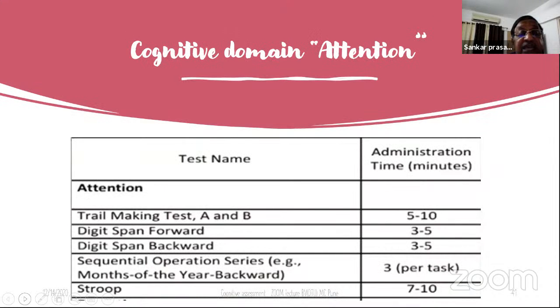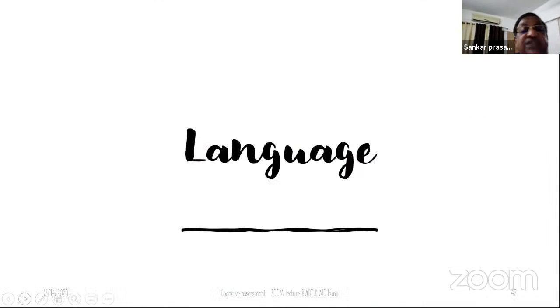The attention can be done, the frontal lobe testing usually, that is trail making test A and B will take 5 to 10 minutes, digit span forward, digit span backward, sequential operation series like months of the year backwards, 3 per task, and Stroop test, which I didn't share here, it takes 7 to 10 minutes. So these are the tests which are for the attention. So you should remember that you have to do these tests before you indulge in a detailed assessment.